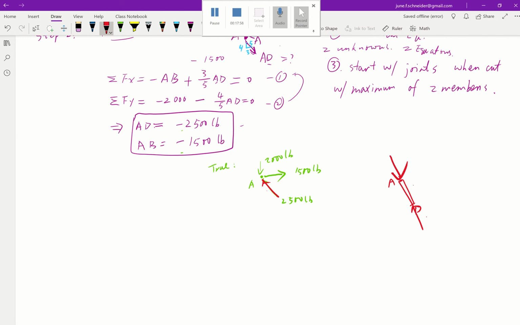So now let's look at it. Is this AD in compression or in tension? Obviously, AD is being squished, so that's in compression. Then you answer the question. Now you can go back here and say AD is in compression. Now we're going to think about the member AB here.